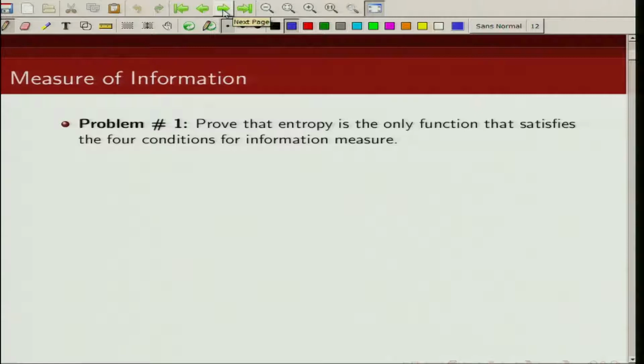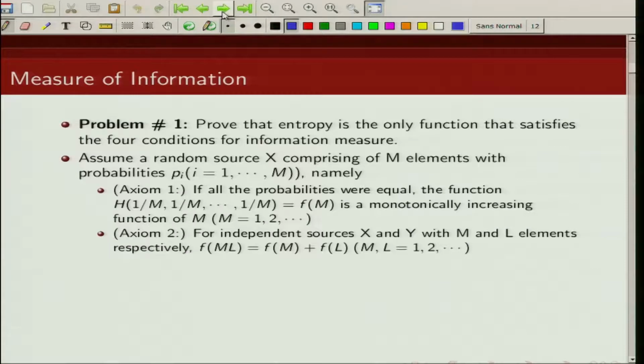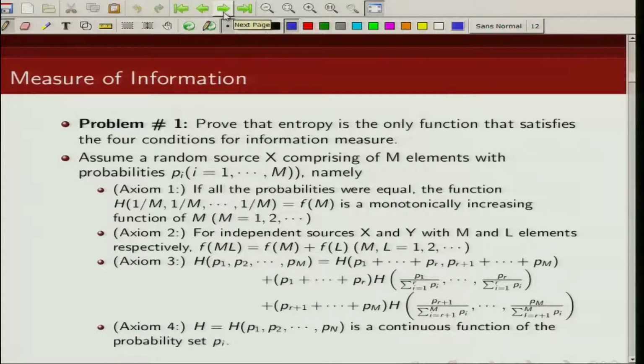So the first problem that we are going to solve is as follows. Prove that entropy is the only function that satisfies the 4 conditions for information measure. And what are those 4 conditions? These are given in the form of axioms. So assume we have a random source X that consists of m elements with probabilities given by Pi.